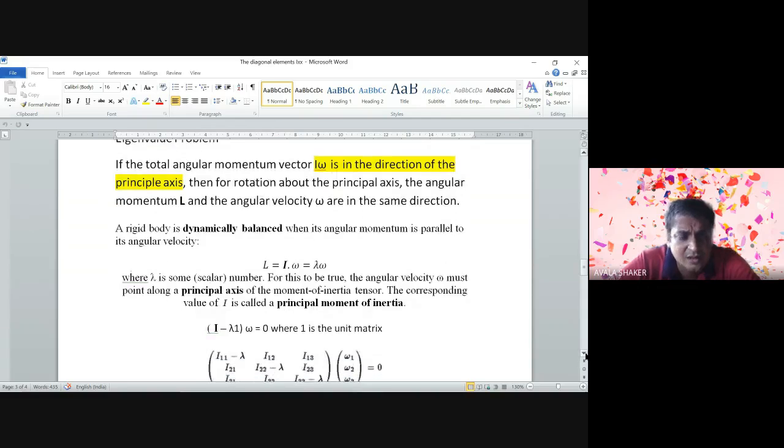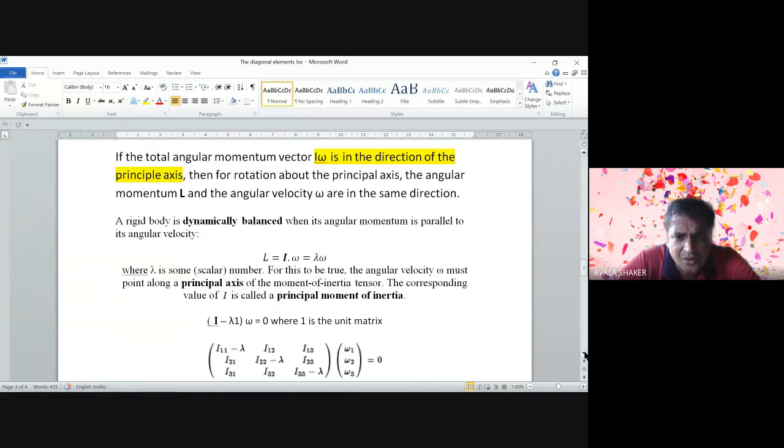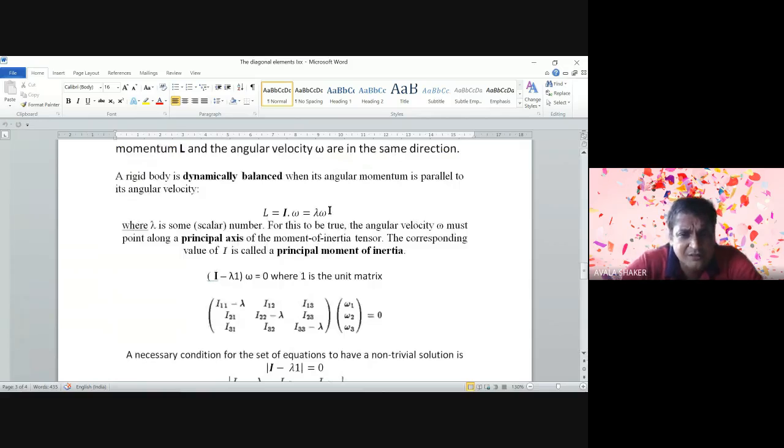In quantum mechanics, you will have psi, and you will not get any information from this. What are calculated are only the eigenvalues in quantum mechanics. But here we will need to find the eigenvectors, which will give us the direction. So this is basically the problem.